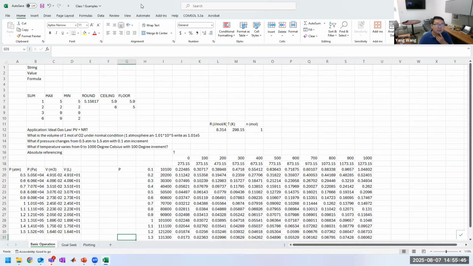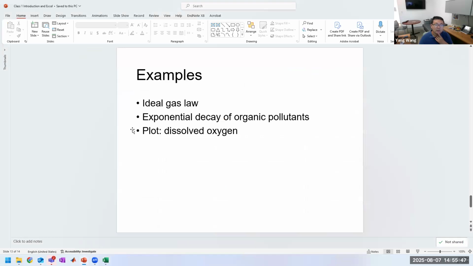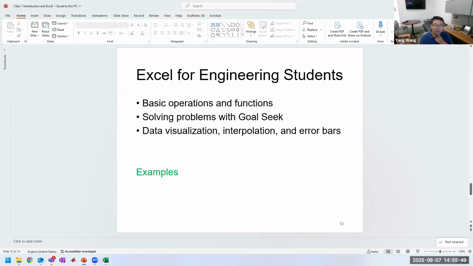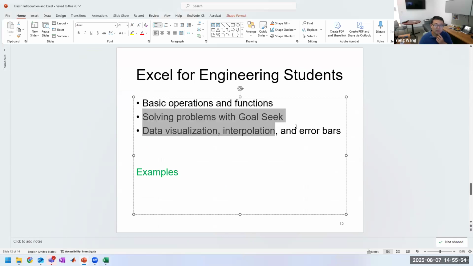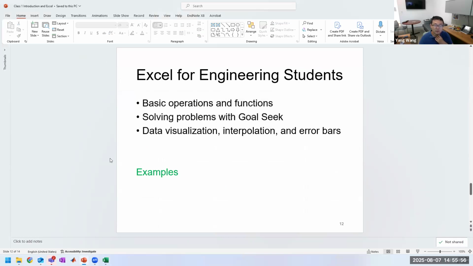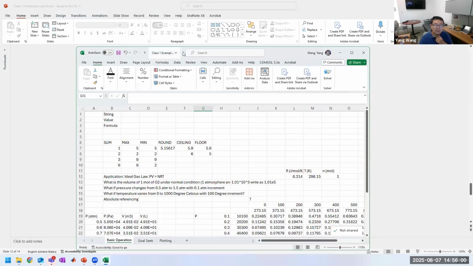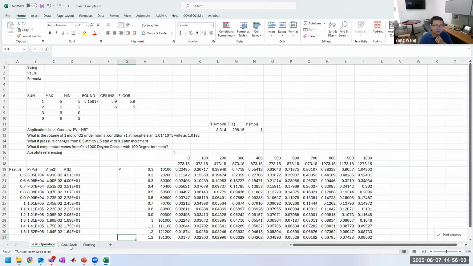Okay, so as we mentioned, in this class we're going to look at three features. First is basic operation and functions. The second one is solving problems with goal-seek. The third one is data visualization. So let's go to the second one. The second one I created in this tab here.